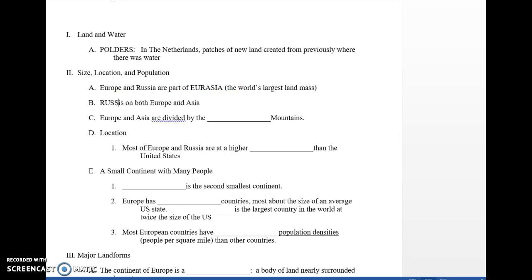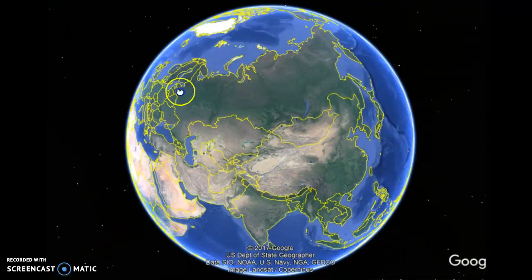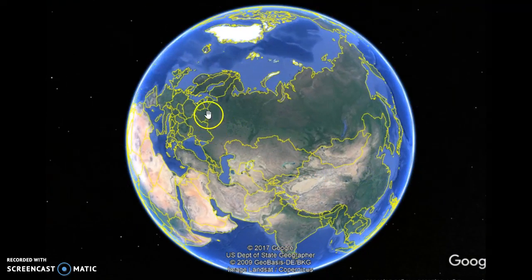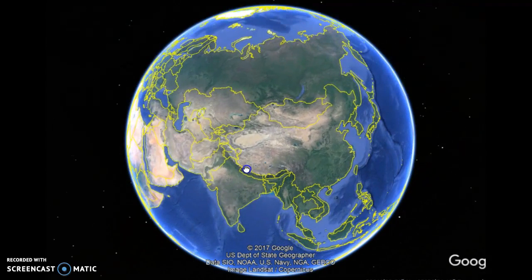This one is looking for Russia. Russia's on both Europe and Asia. Come back here. Russia is the largest country in the world. So Russia starts here in Europe. This is the Ural Mountains. This is the dividing line between Europe and Asia. And then Russia continues all the way to the Pacific Ocean. So this is the largest country in the world.